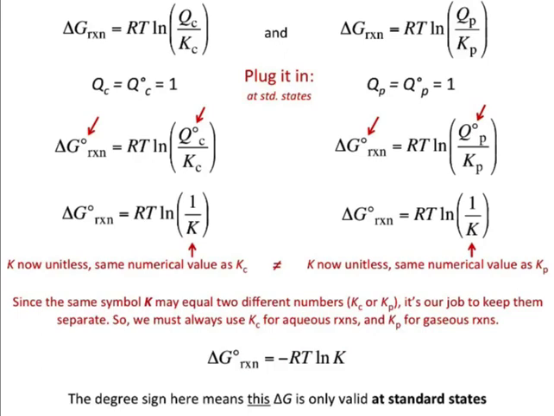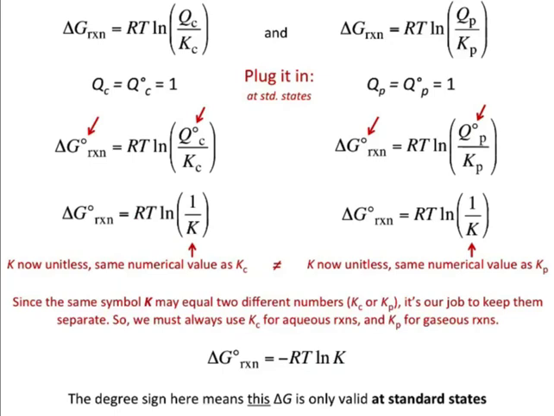So now we can simplify this. If you use a logarithm rule that tells you that if you invert something inside the logarithm, if you put a negative sign here, it's still equal to the same thing. And so we do that. We take 1 over K, which is just equal to K, and we put this negative sign here.